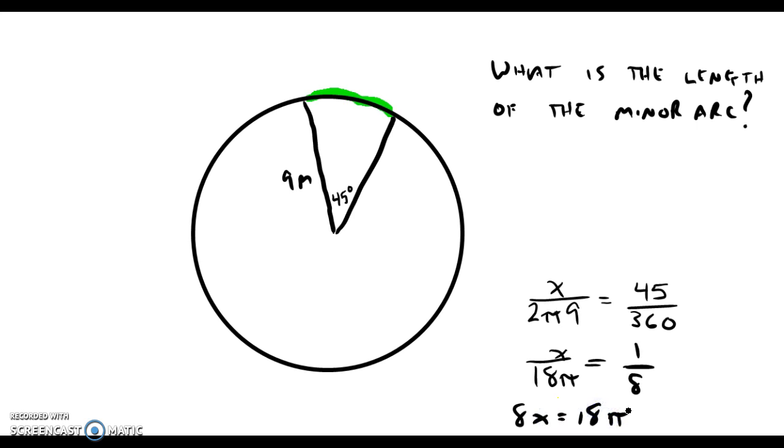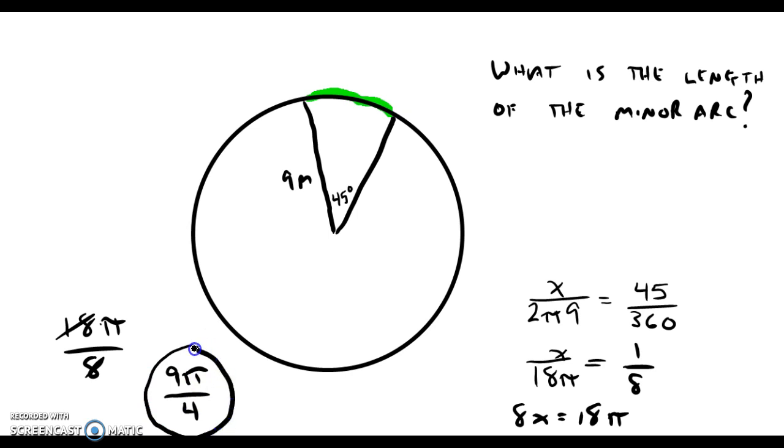And so now we've got 18 pi over 8. And then we want to reduce it to 9. Don't use decimals, keep it as fractions, because with decimals you lose values. So 9 pi over 4. So this is the simplest form, and that's the answer.